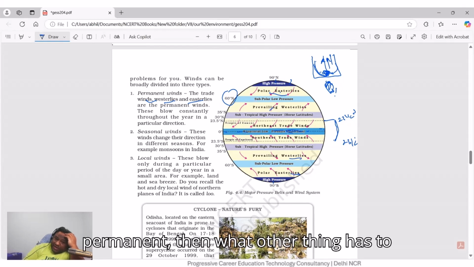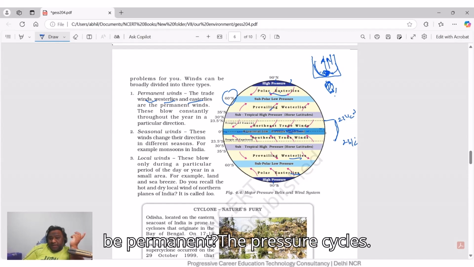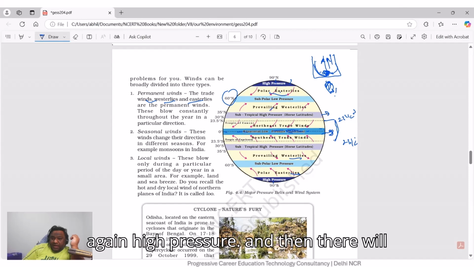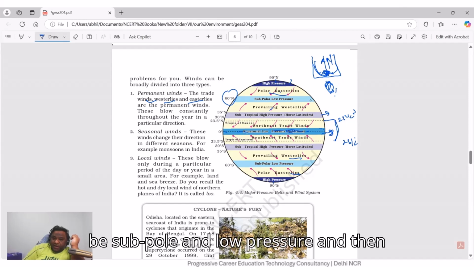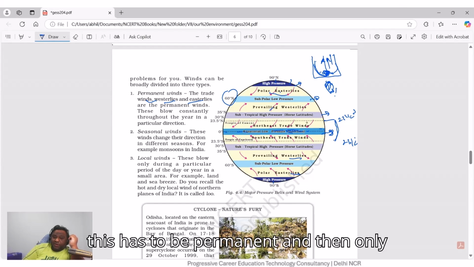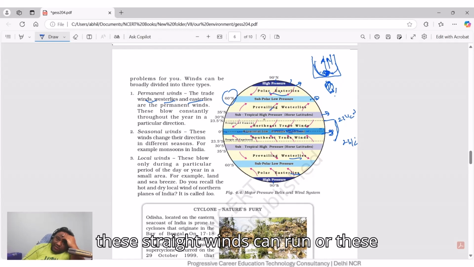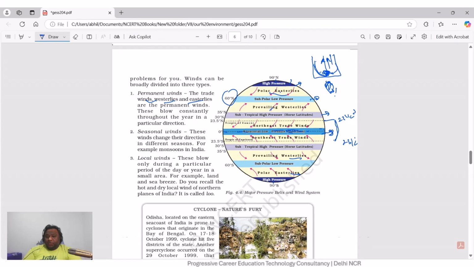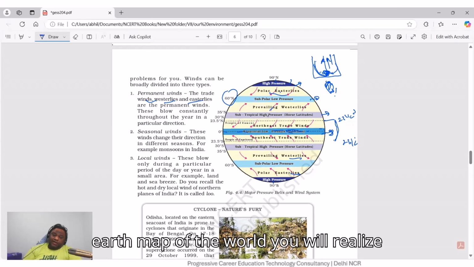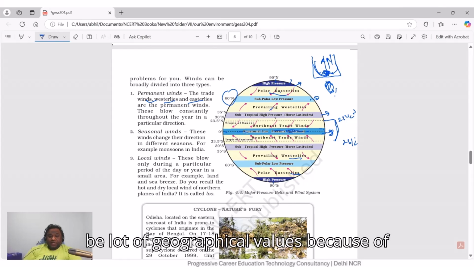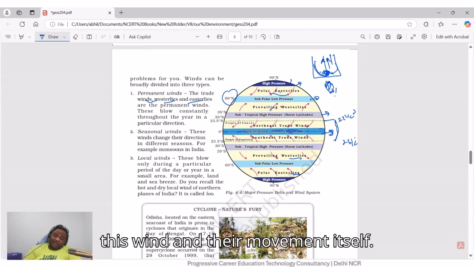If this has to be permanent, then what other thing has to be permanent? The pressure belts. It will be low pressure at the equator. At the tropics, it will again be high pressure, then there will be subpolar low pressure, and then high pressure at the poles. This has to be permanent, and only then can these permanent winds run. So that you need to remember. And when we see the map of the world, you will realize certain places fall over it, and there will be a lot of geographical value because of these winds and their movement.